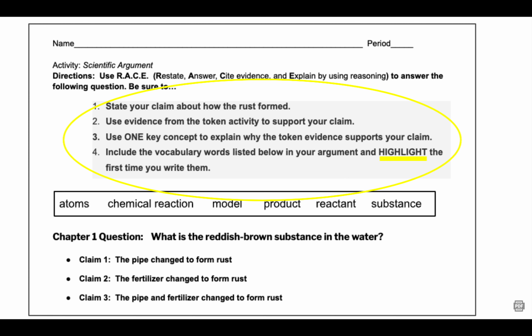So you're using the word atom, chemical reaction, model, product, and reactant. Remember, that doesn't mean to react with. It means you're describing the substances that were at the beginning of the chemical change. What did we start with? And then the product is what we ended with. And then lastly, you're going to use the word substance.